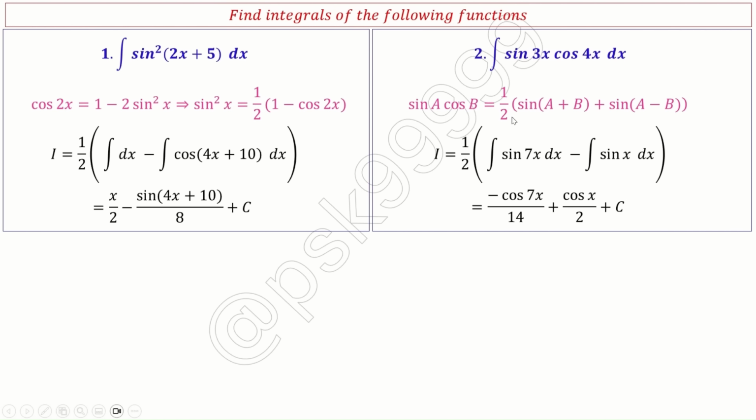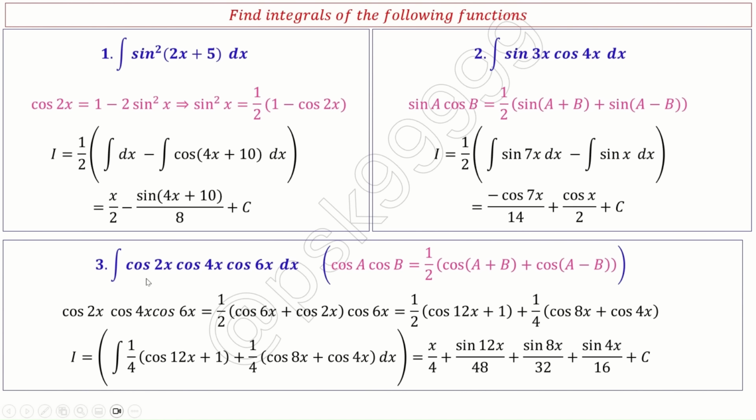Okay, the next: cos 3x, sin 3x, cos 4x. We have seen this in the example, which is exactly the same here. Half of sin a plus b plus sin a minus b. Okay, so this is nothing but half of sin 7x minus, because 3x minus 4x is minus x. Minus x means sin will become minus. So minus integration of sin x dx. So this is nothing but minus cos 7x divided by 14 plus cos x by 2 plus constant.